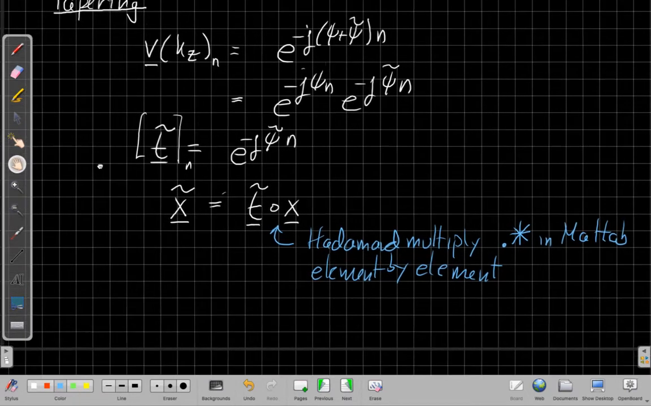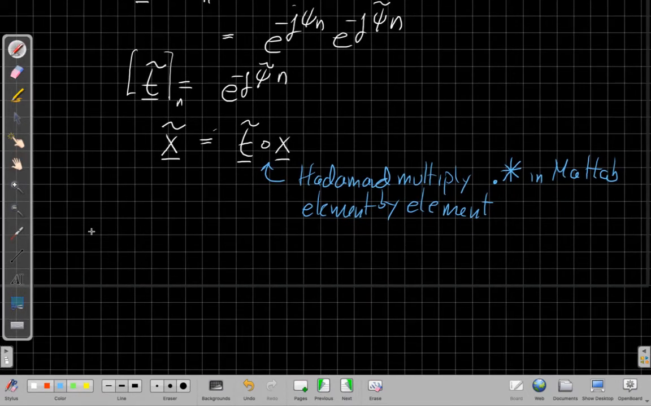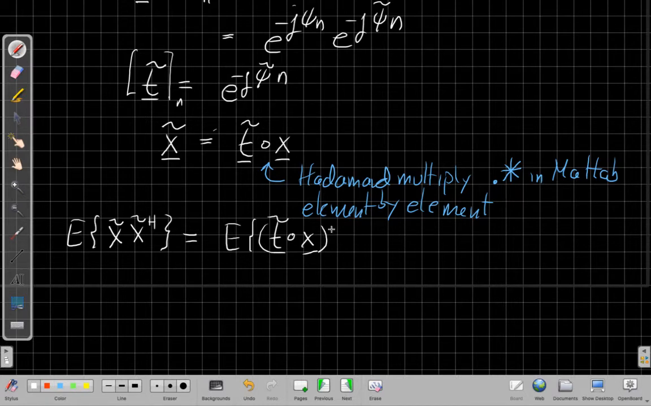And so when we do that, let's think about what happens to our covariance matrix. Our covariance matrix is the expected value of x tilde x tilde Hermitian. And so that would be the expected value, and now I plug this in. So I've got t tilde Hadamard x times the same thing, the outer product of the same thing with itself.